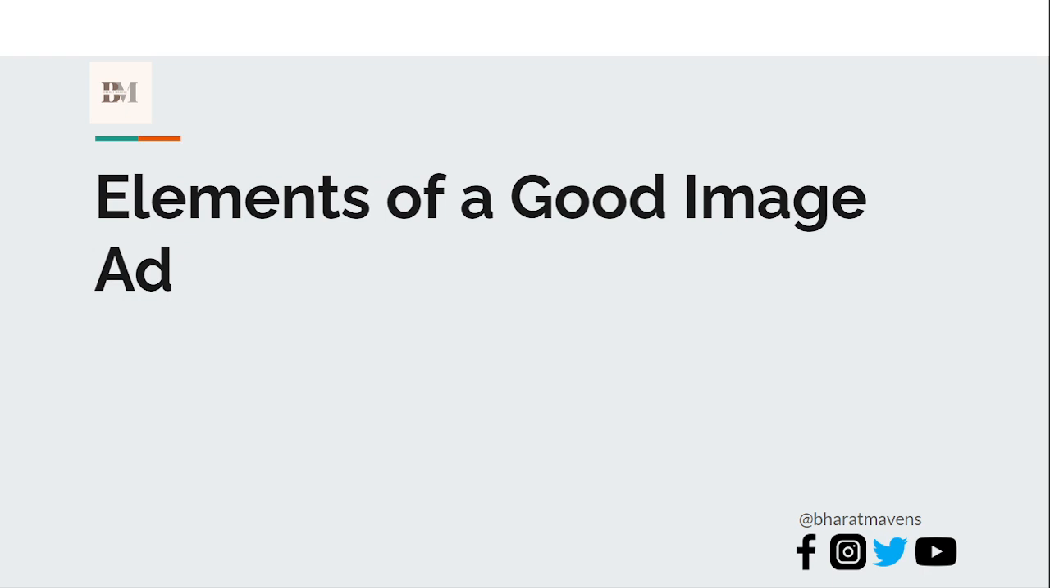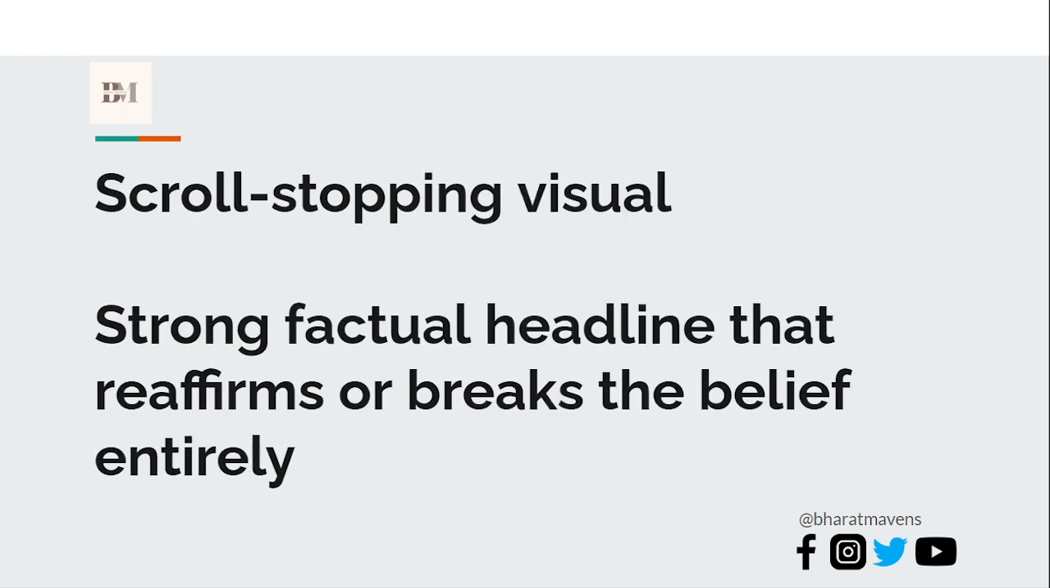So what are the elements of a good image ad? First is a scroll stopping visual. The visual itself should cause uneasiness in the mind of the customer. If you're talking about a pain, exaggerate the pain. How can you zoom in, how can you zoom out, or how can you show the transformation in a visually appealing manner? That is when the scroll will stop. Otherwise, nobody will even read the best copy you have written on the creative because the visual is not good.